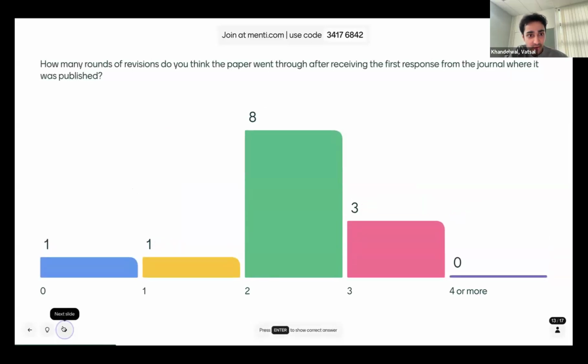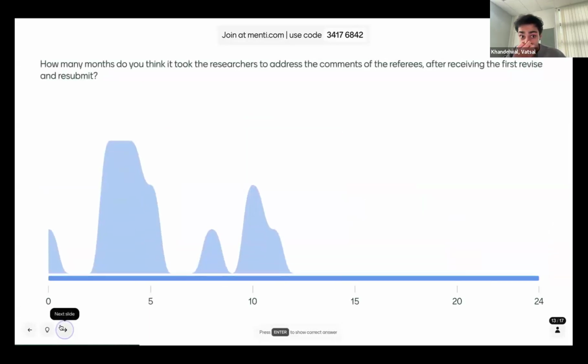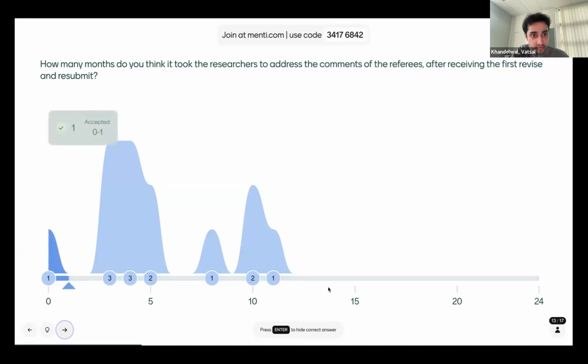And then we have a question on how many rounds of revision did it go through? And wow, okay, the majority said 2, and the right answer is 1 revision. And finally, how much time did it take the researchers to address the comments of the referees? This is what the audience's response looks like. And you actually said 0.5, so half a month, which is I think unusually fast, I would say. So yeah, do you want to talk about the peer review process now?